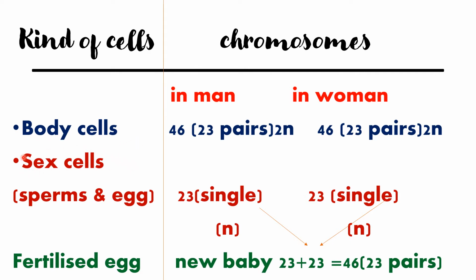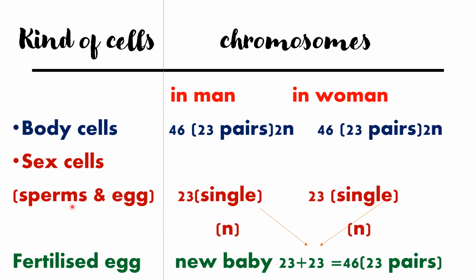Then sex cells. What are sex cells? Sex cells are produced from sex organs of human beings. That means male sex organs produce sperms, female sex organs produce eggs. These sex cells consist of half the number of chromosomes of body cells. That means 23 chromosomes. Both male and female sex cells, sperms and egg, have 23 chromosomes. That we can represent as n, that is haploid in nature, half the chromosome number of the body cell.